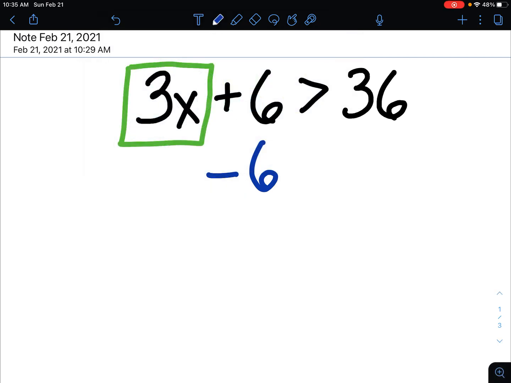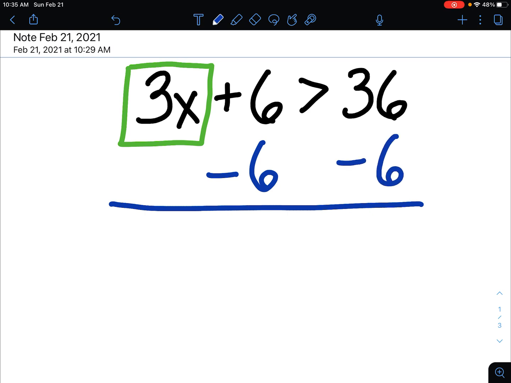But also with equations, what you do to one side, or inequalities, it's the same thing as equations. What you do to one side, you have to do to the other. It's called balance, keeping it balanced. Okay, we can't just subtract 6 from one side and then not subtract 6 from the other. That changes the entire problem. So we have to do it to both sides.